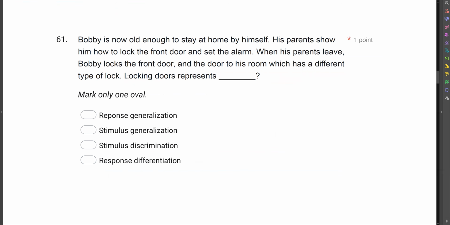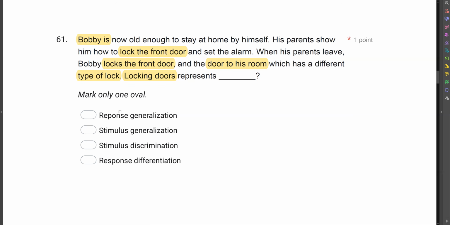All right. So we're looking at the behavior of locking doors. Bobby stays at home and he knows how to lock the front door. So his parents say, here's how you lock the front door. So when his parents leave, he locks the front door, engages in the response, and the door to his room, which have different types of locks. Interesting. So is Bobby's response changing? No, he's still locking the door. What's changing? Well, the stimulus. And so when you have a single response, in this case, locking the door, which is generalizing across different stimuli, what do we call that?